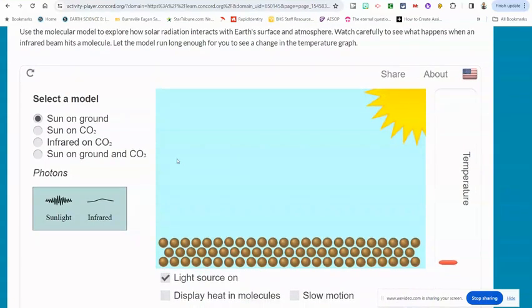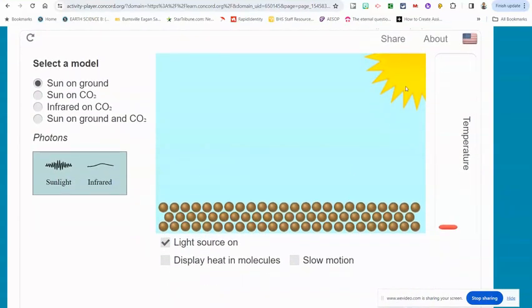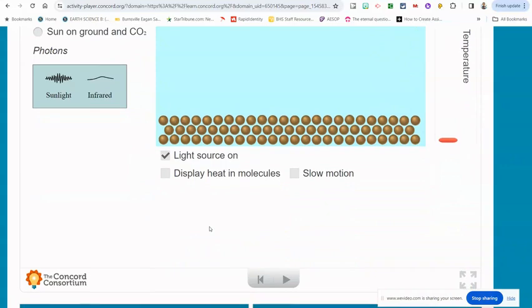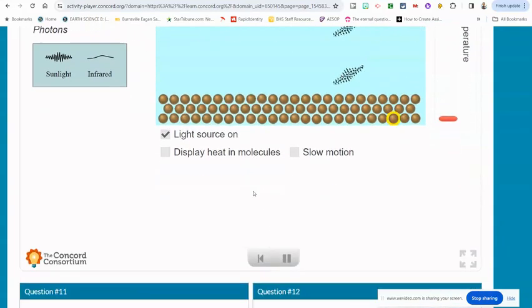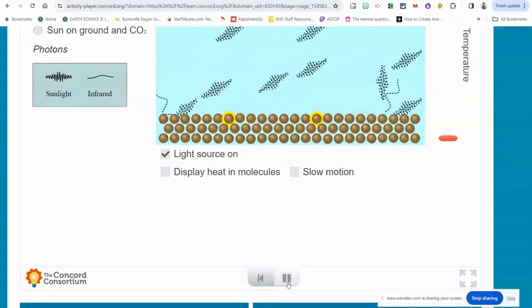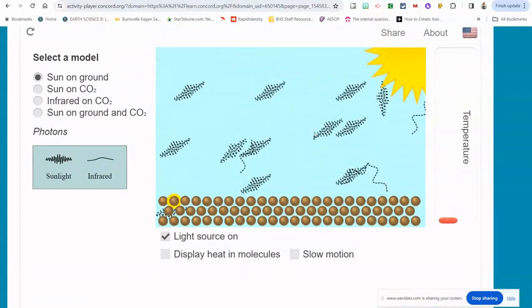Okay, if I start this model out, what we have here is the sun. These represent the ground, and I'm going to go ahead and press play. And let me pause it. Okay, we've got some weird things going on here. So what we have coming from the sun, this is showing a short wavelength particle. We're going to call this a photon. A particle from the sun is called a photon. It has short wavelengths. And then these are shown as longer wavelength.